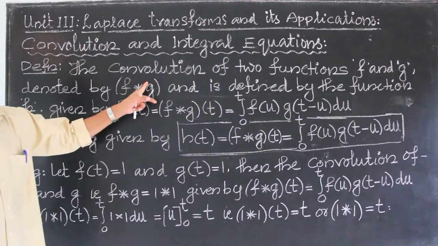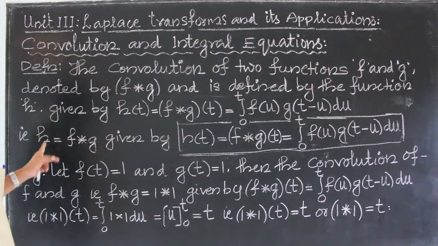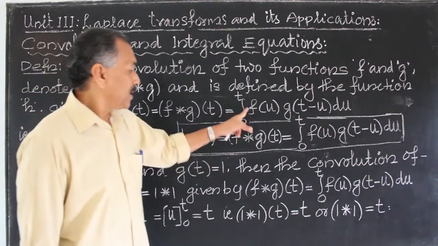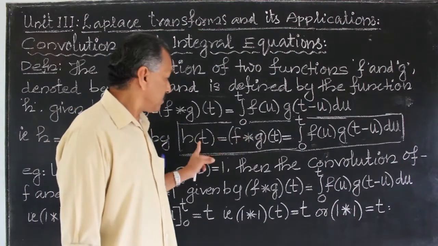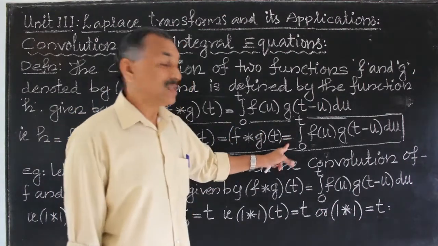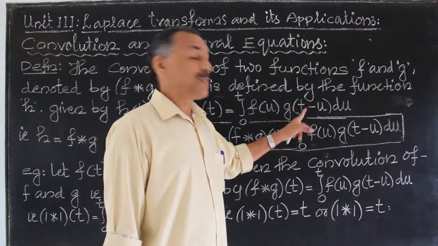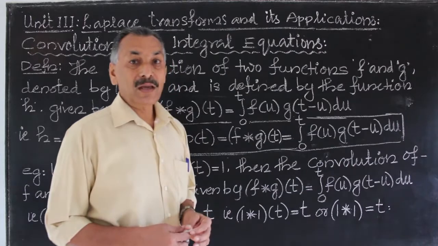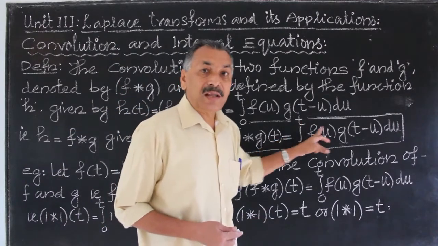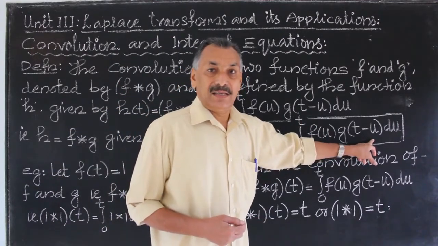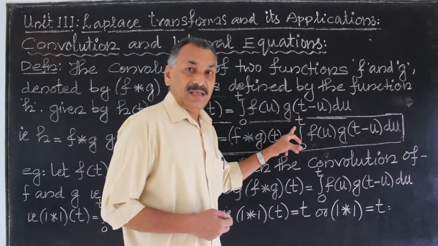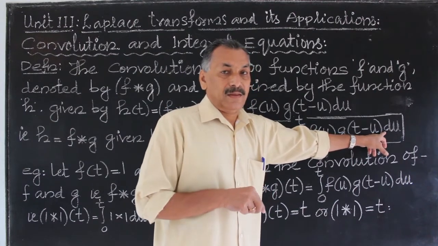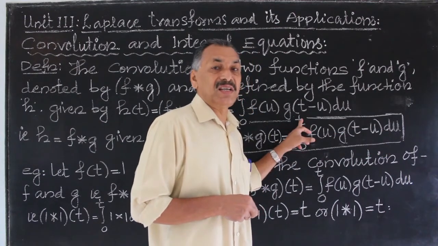The convolution of two functions f and g is defined by h equal to f star g, and is given by h of t equal to f star g of t, equal to integral from 0 to t of f of u g of t minus u du. That is the integral with respect to u, from 0 to t.